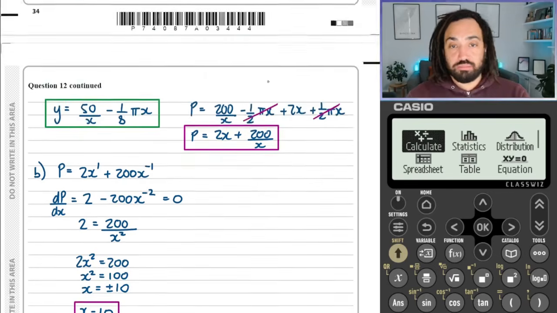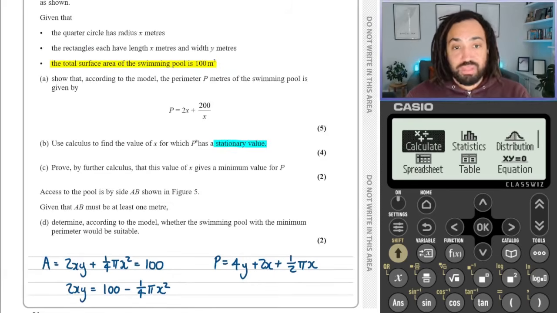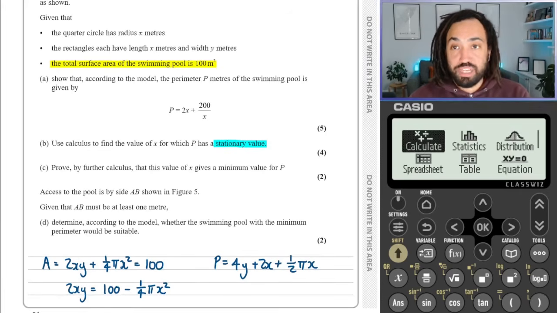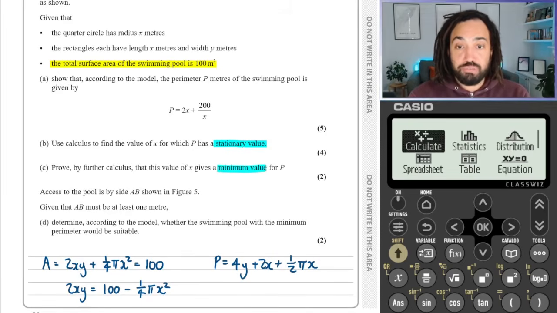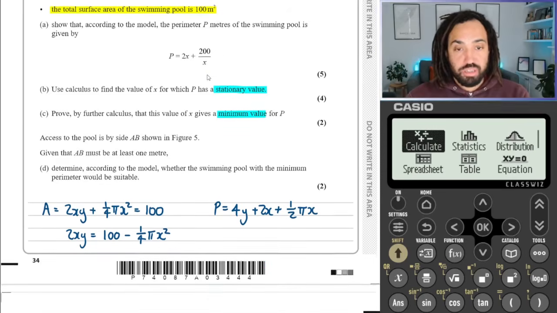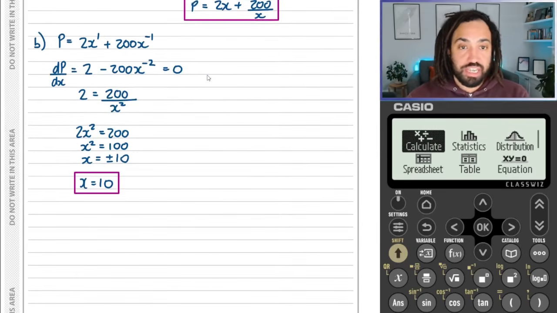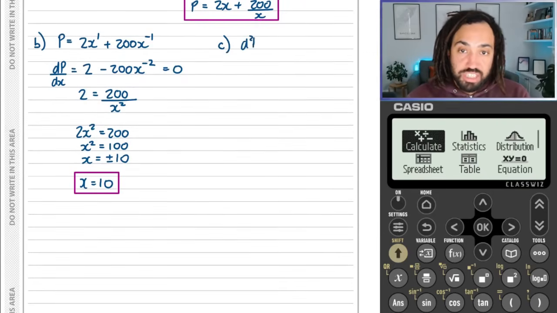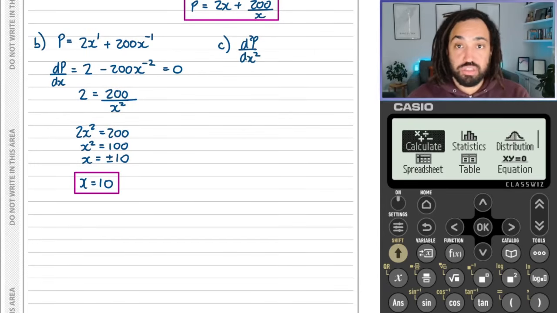Okay, great. Now, part C. Prove by further calculus that this value of x gives a minimum value. So minimum values occur when the second derivative is positive. So we need to differentiate again. So let's do that over here. So we're going to find the second derivative. So this is the first derivative right here, written out in nice easy form for us to differentiate.